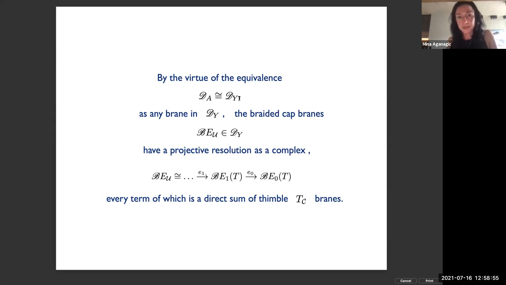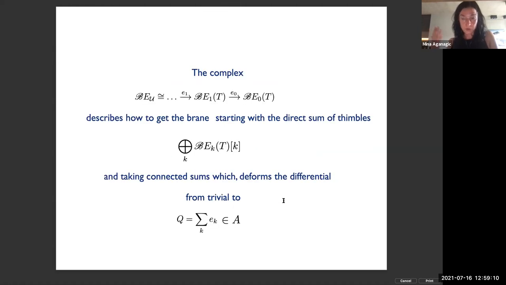Now, by virtue of this derived equivalence, as any other brain in the Fukaya-Seidel category, the braided cap brains have a projective resolution as a complex, every term of which is a sum of thimble brains, of these left thimbles that generate, whose endomorphism is the algebra. This complex describes how you get the brain starting with the direct sum of thimbles and taking connected sums, which deforms the differential from trivial, which it is on the thimbles, to a non-trivial differential describing the brain.